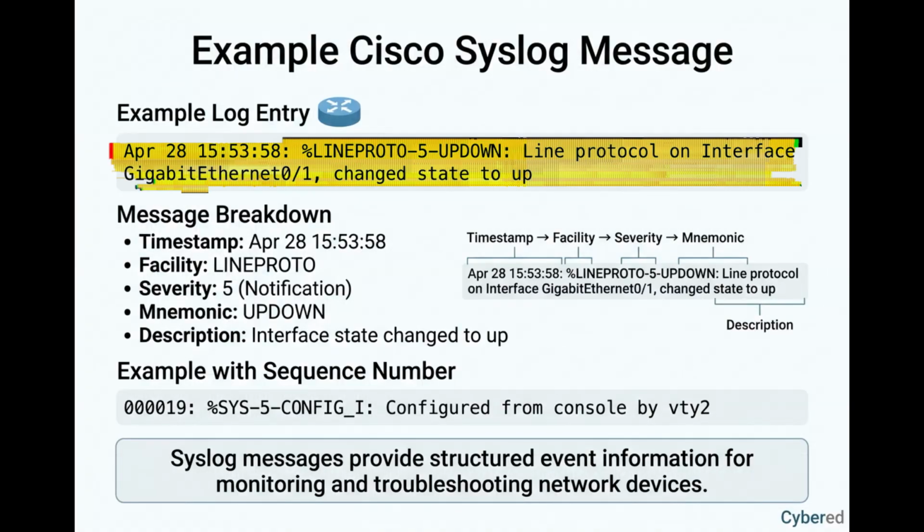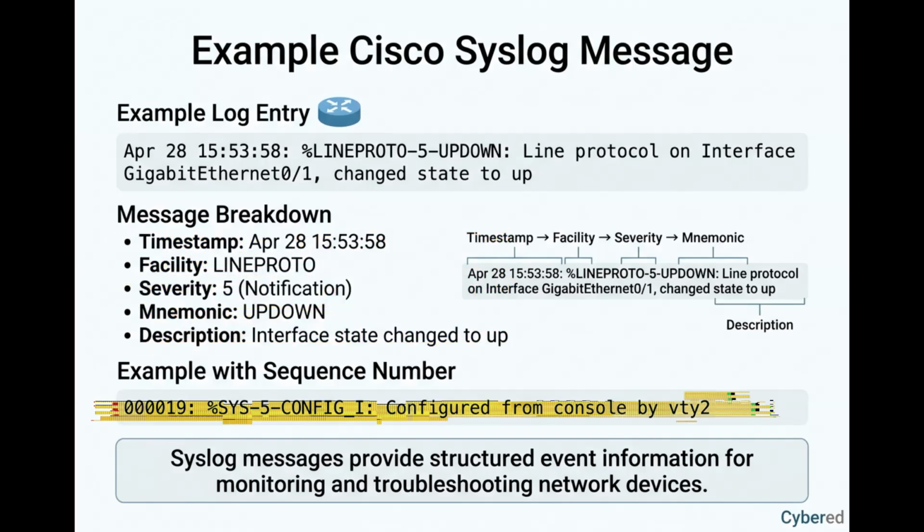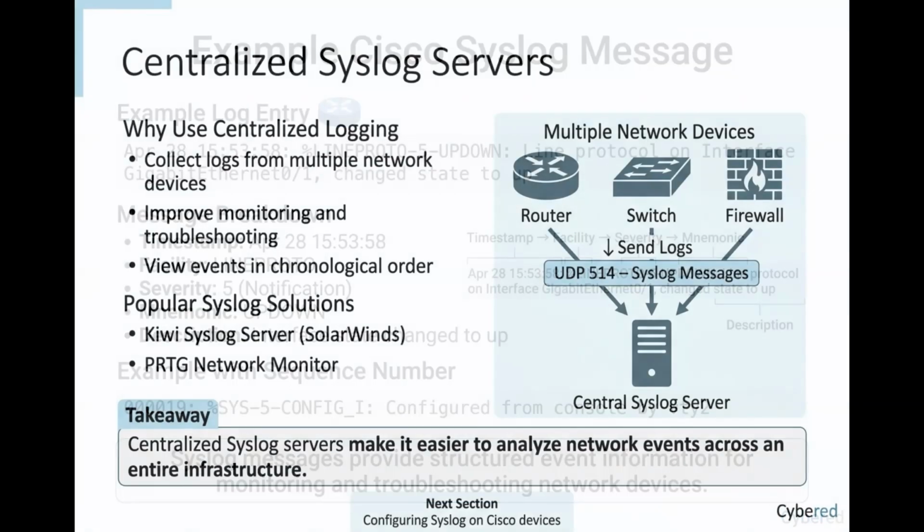Here's an example syslog message. You have the timestamp, facility, severity, mnemonic, and description. And here's an example with sequence number. By default, Cisco logs may not include the full date. To include timestamps in logs, use service timestamps log datetime.